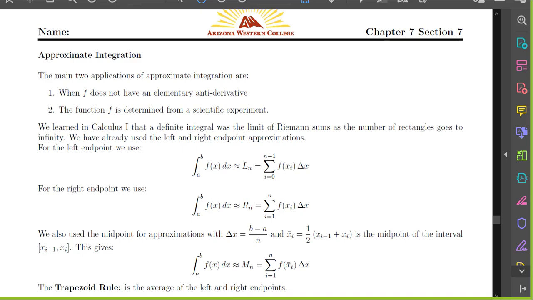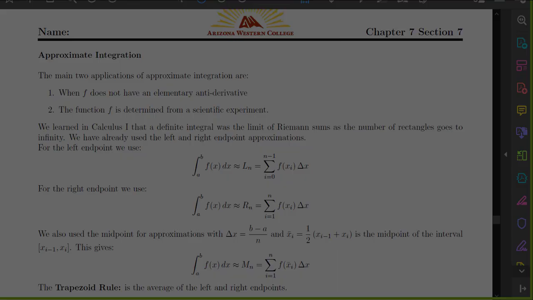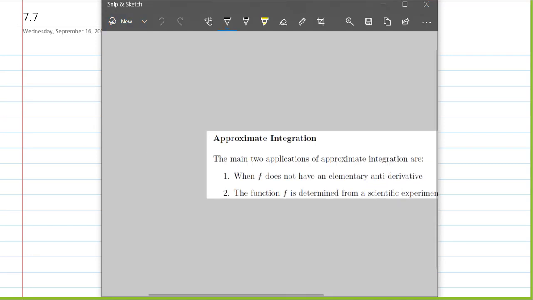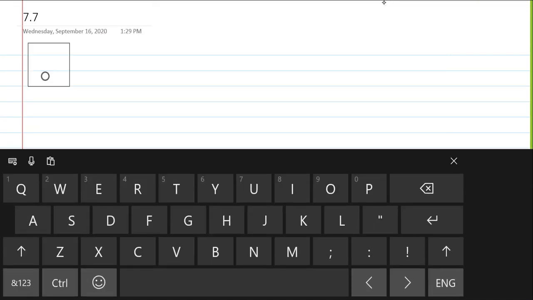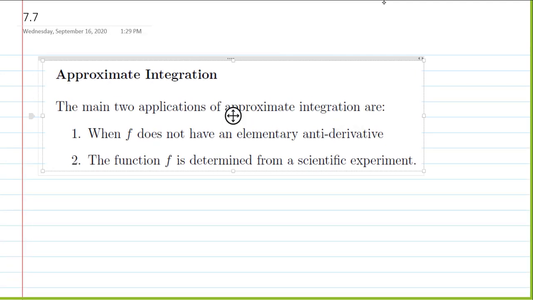So in 7.7, we're going to be focusing on the idea of approximate integration. Up until now, to do all of our integrals, we've pretty much been using the fundamental theorem of calculus part 2, which tells us that if we can find an antiderivative of a function f, we can evaluate its integral by using F of b minus F of a, right? And we interpreted that geometrically as being the area underneath the curve.